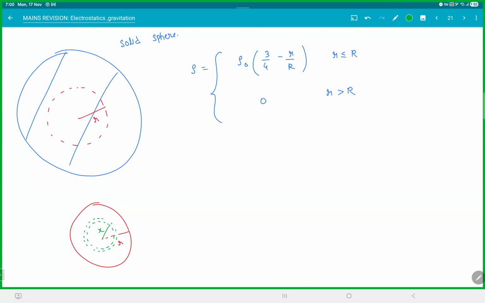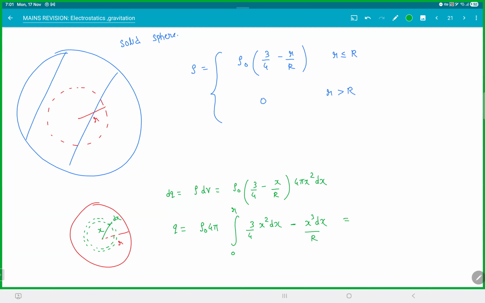of thickness dx, the charge dq will be rho into volume, which is rho naught (3/4 minus x by R) into volume, which will be 4 pi x square dx. That is the volume of the thin shell. This is the charge on the thin shell. So Q will be integral rho naught 4 pi integral (3/4 x square dx minus x cube dx by R). Limits will go from 0 to r.